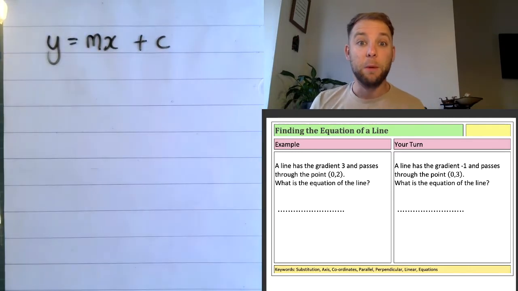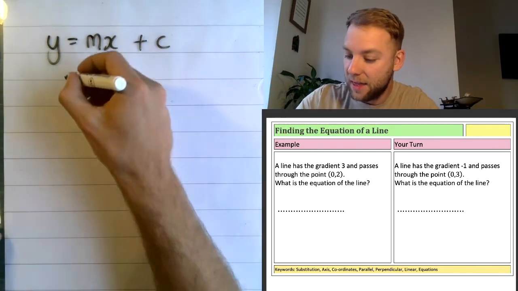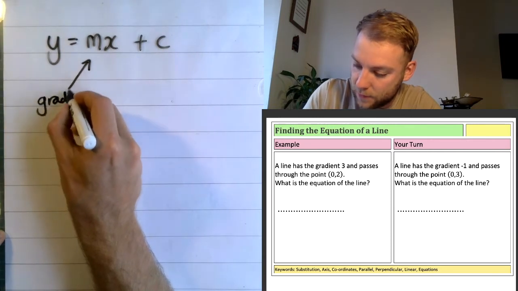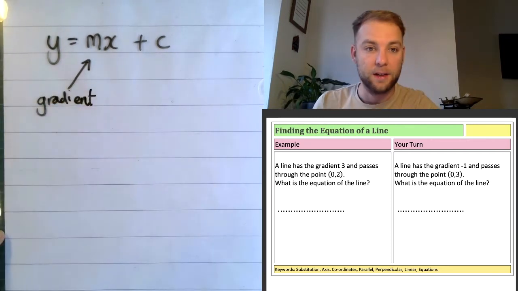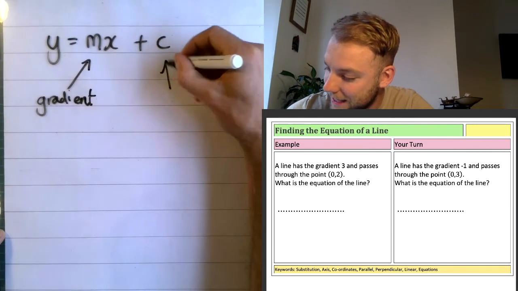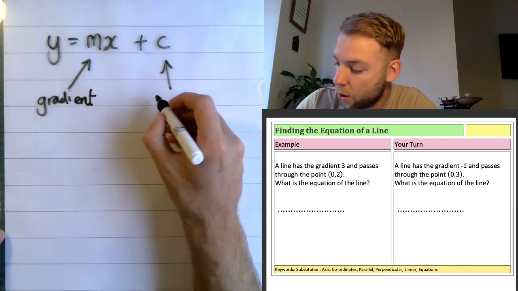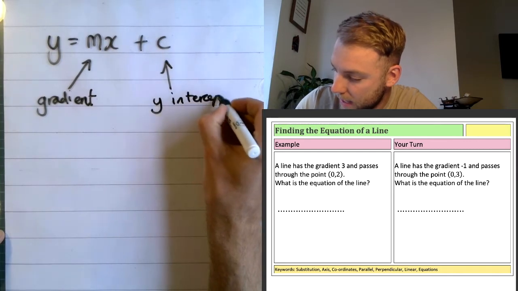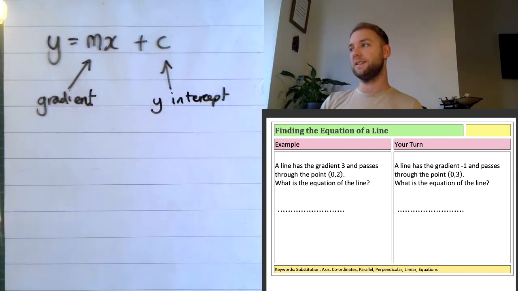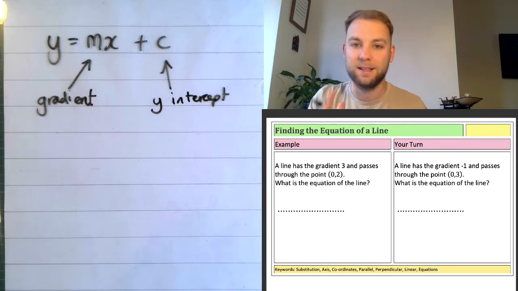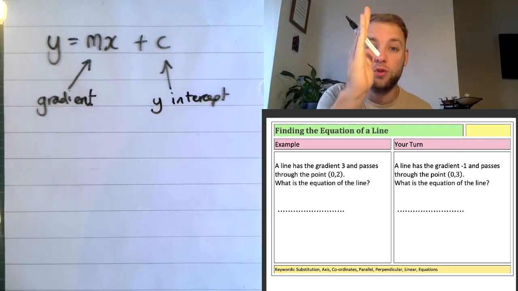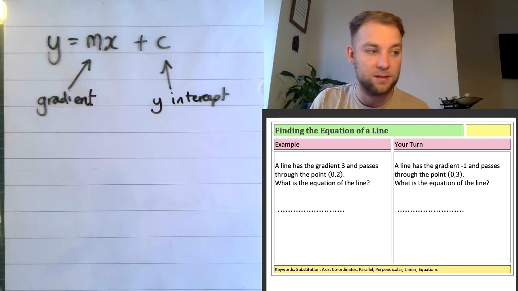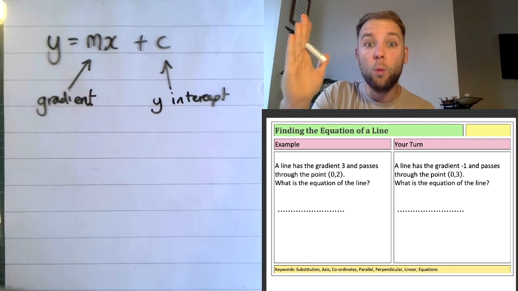Okay? Now we've just seen from this that m in this is the gradient, so the steepness of the line, okay? And c is where you're cutting the y-intercept. Okay? Now where I'm cutting the y-intercept, it means that I'm not going across at all. Now you might think that y must be equal to 0 in this case, but that's not actually the case.